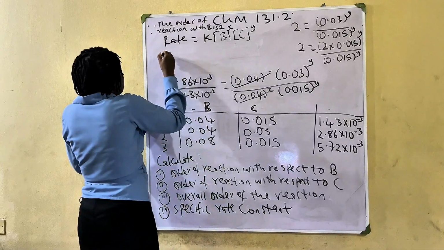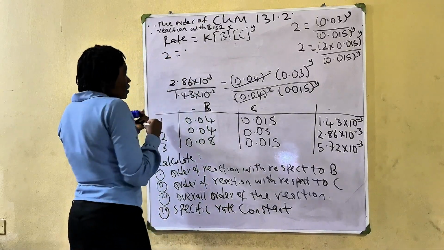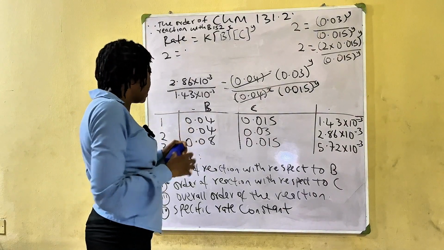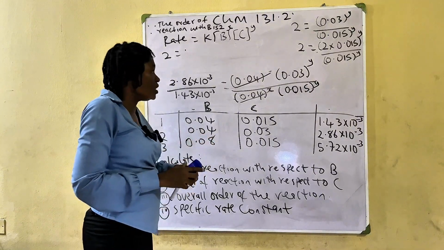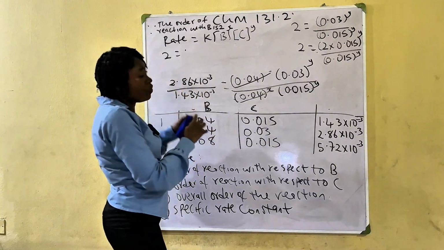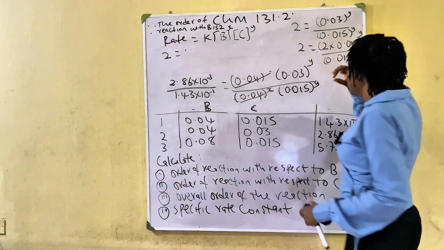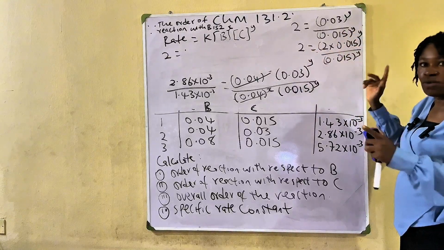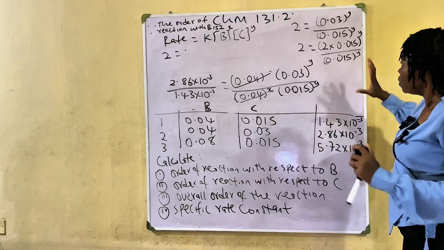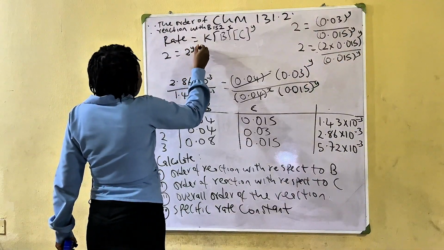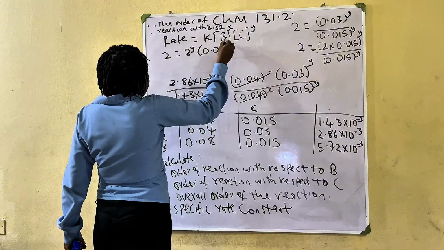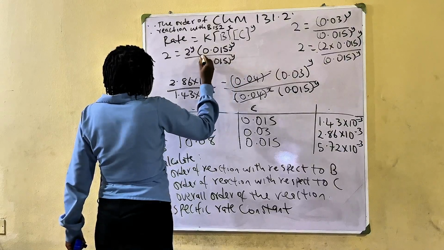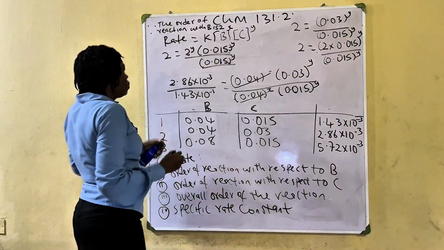Let me clean this side. So when you do this, 2 is equal to... If it's an objective question, maybe I have to fill the table. What's the order of reaction with regard to this? You don't really need to go into this solving. From here, you should know what the answer is. You know that this will eliminate this. 2 is equal to 2 raised to the power y, and of course the answer will give you 1. But if it's a theory question, we can take our time and solve. 2 times 0.015 raised to the power y all over 0.015 raised to the power y, so of course this and this will go out.